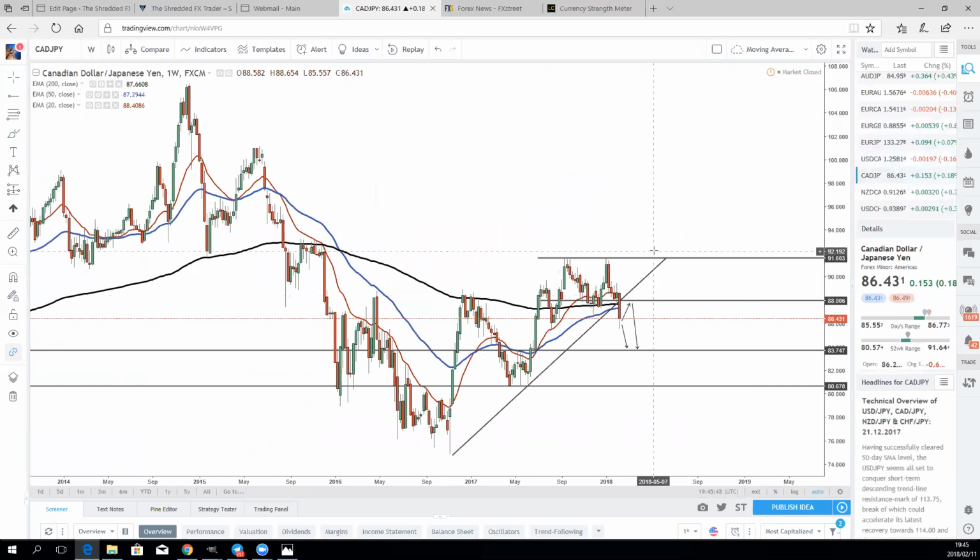Okay, JPY again, just looking for short positions. Nice double top formation at the top of the trend. This was our major support and resistance level. However, we smashed through that last week, so we could expect a pullback to the resistance level before we drop back down.